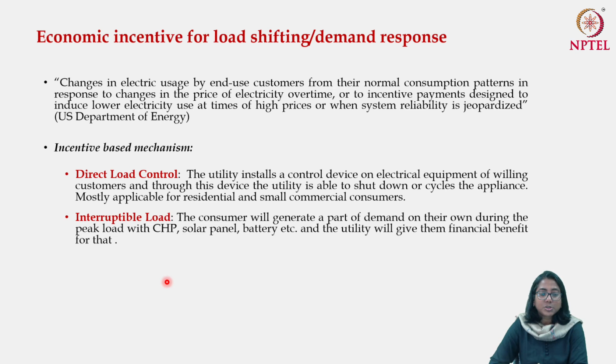The second is called the interruptible load. Here the consumer will generate a part of demand on their own during the peak load with combined heat and power. This is for the industry, maybe through the solar panel, or it may use the battery as well. This is a very interesting concept, because here you are asking the consumer to become a producer of electricity.